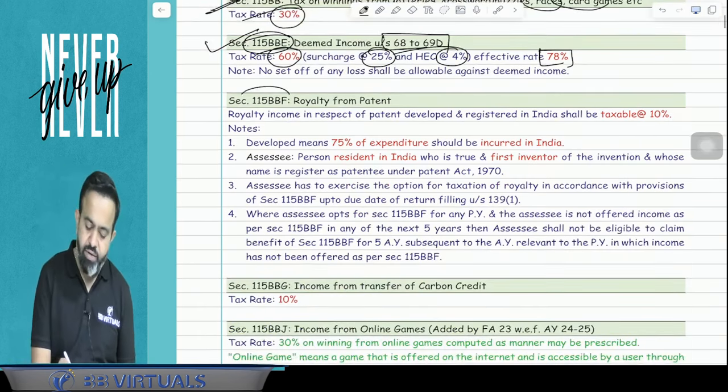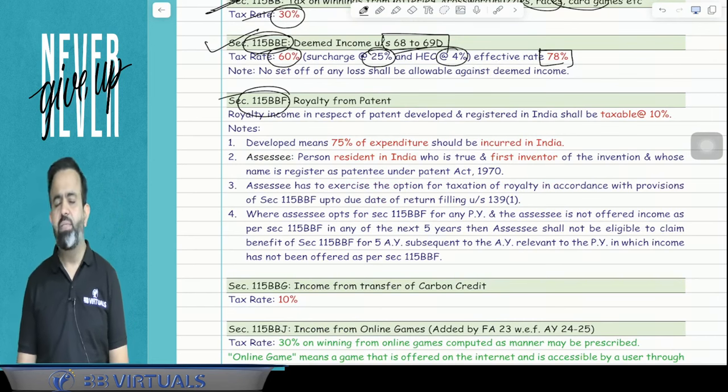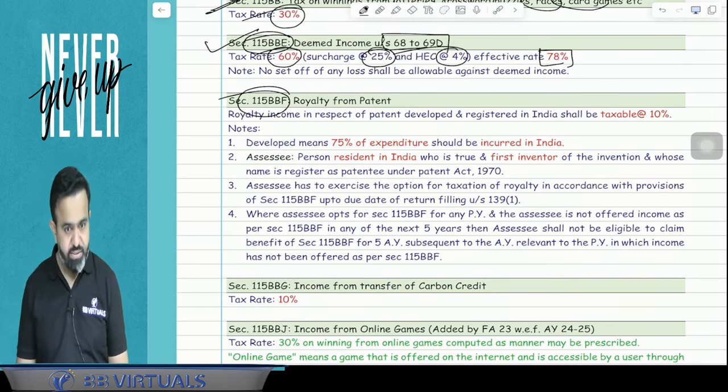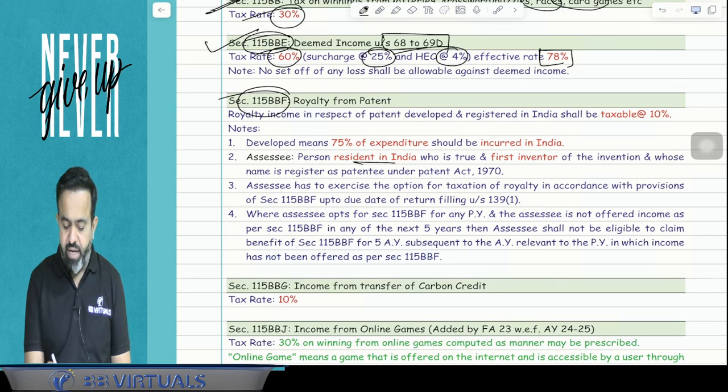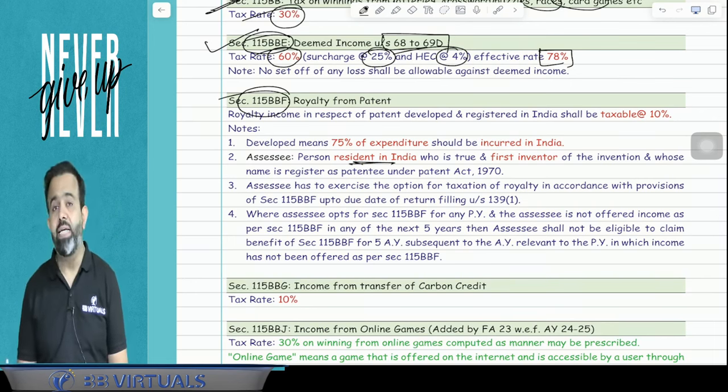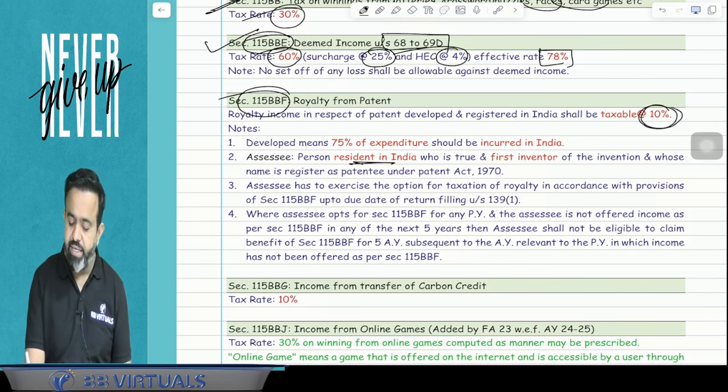Now guys, suppose you developed any patent in India, and you are a resident person. Patent development in India means 75% of your expenditure on development of the patent is incurred in India, then your royalty income is taxable only at the rate of 10%.